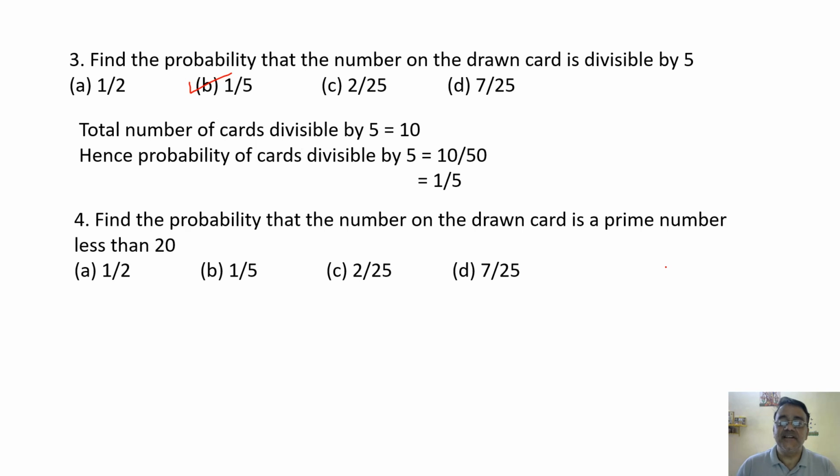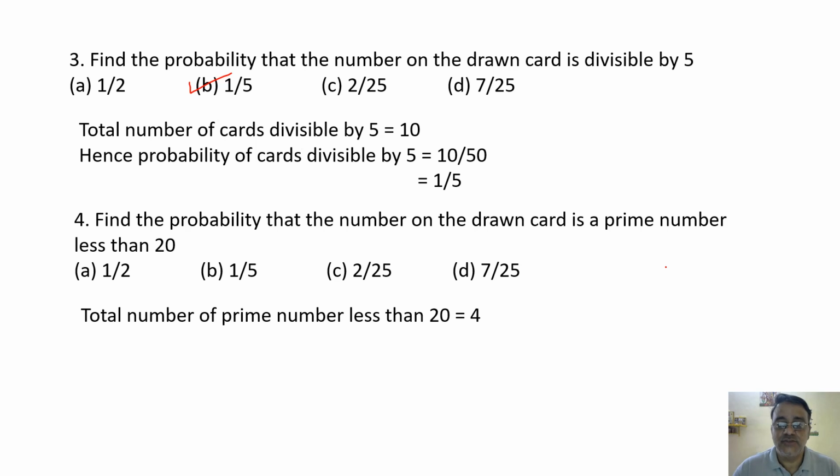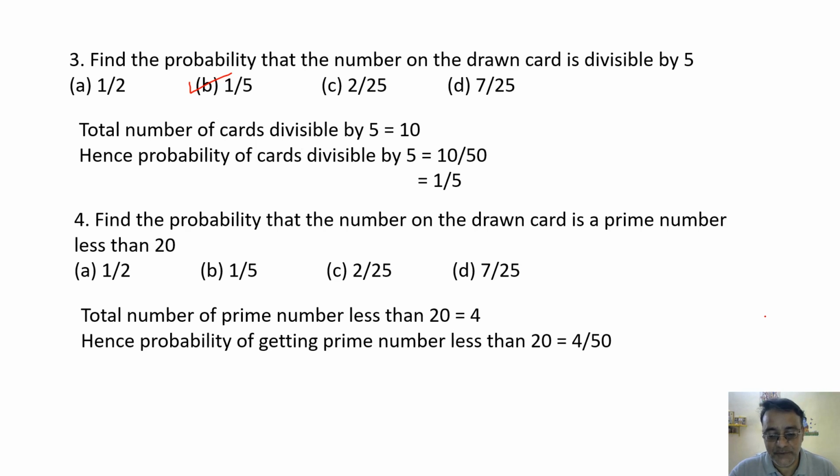Find the probability that the number on the drawn card is a prime number less than 20. So less than 20 prime number कितने होते हैं? देखो 1 to 10 count नहीं करना है, only 11 to 20. So 11, 13, 17, 19. Only 4 numbers are there. So the required probability is 4 by 50. And the correct option is 2 by 25. That is option C.